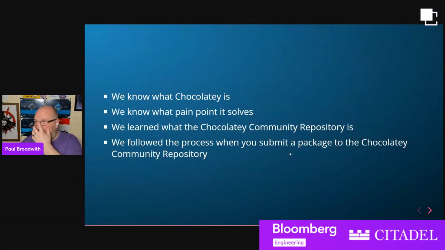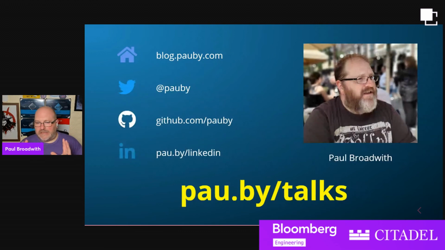So just in summary, as I know we're going over time, apologies. We know what Chocolatey is. We know what pain point it solves. It solves that automation for Windows. And we learned what the Chocolatey Community Repository is. It's the source of packages that are by default installed with Chocolatey CLI. And we followed the process when you submit a package to the Chocolatey Community Repository, that package validator, verifier, and scanner. That's all my details.